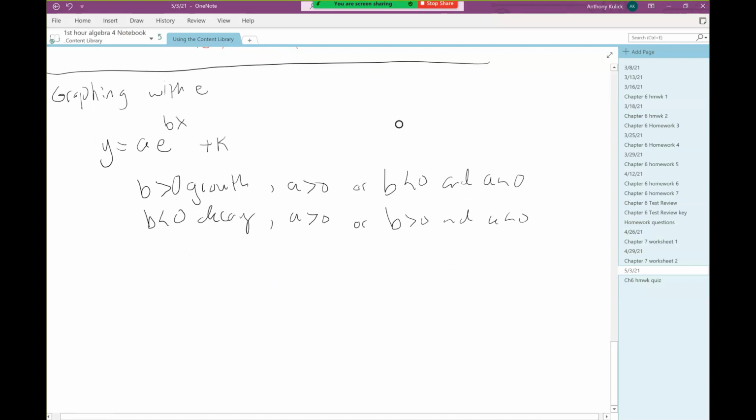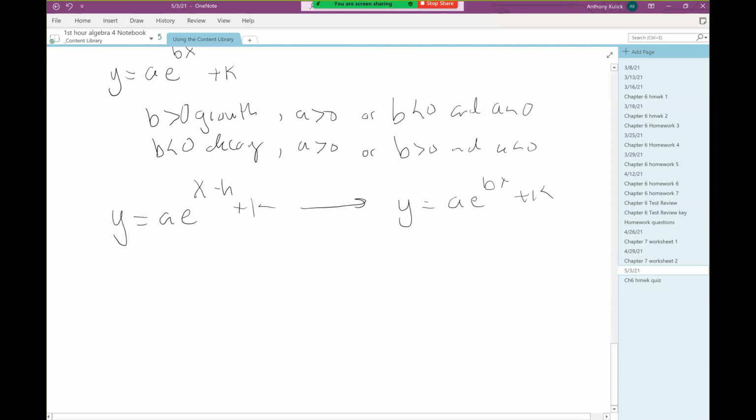Now it turns out that every exponential function that can be written in this form can be transformed to be written in this form. We're not going to worry about how we'd actually do that in this course. That's beyond the scope of this course. But to actually graph one of these things, nothing really changes for us.